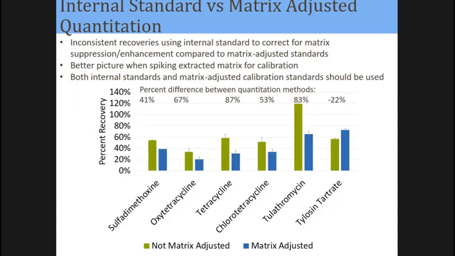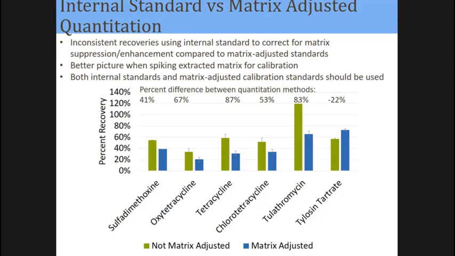But what we found analyzing, so I basically took some blanks through and spiked them, and so I had a matrix calibrated standard curve, and then I had a pure standard curve, and then I had some recovered samples. They all had an internal standard of the same concentration in them. And what I found when I analyzed the recovered samples using just the internal standard with the pure curve is that I got anywhere from 41 to 83% increase in recoveries with just using the pure curve. And so basically I was overestimating my recoveries even when I was taking into account my matrix suppression or enhancement with just using an internal standard.